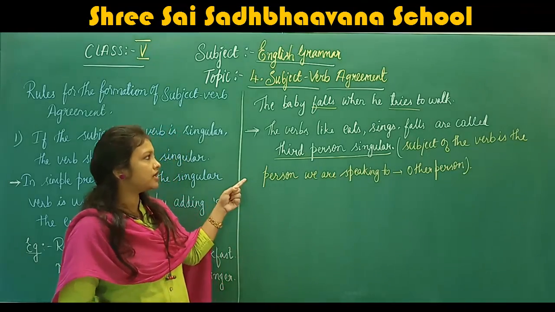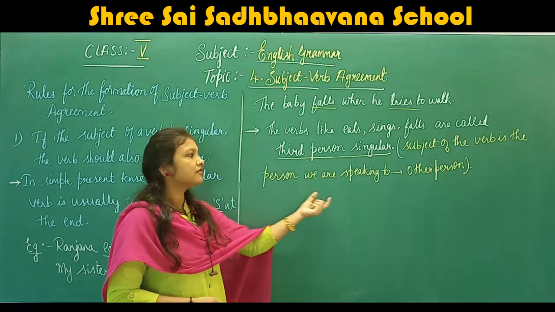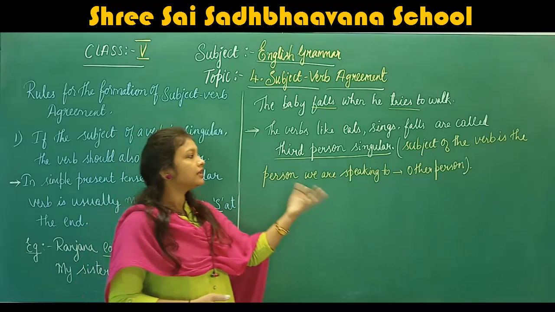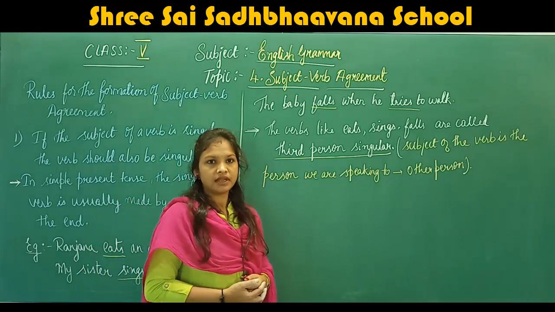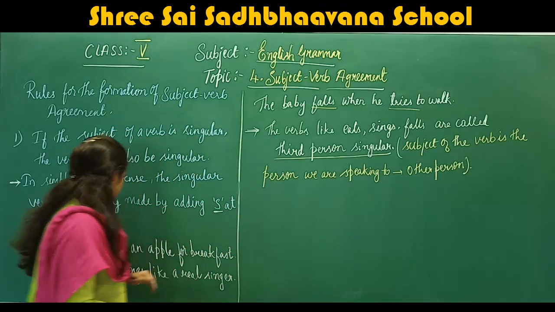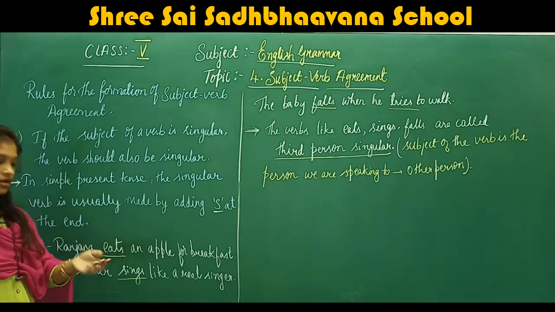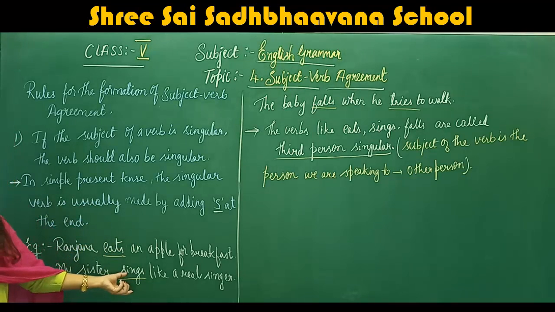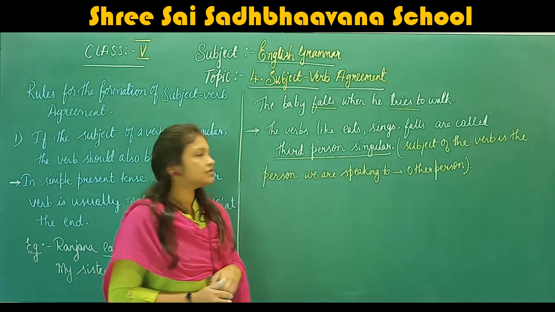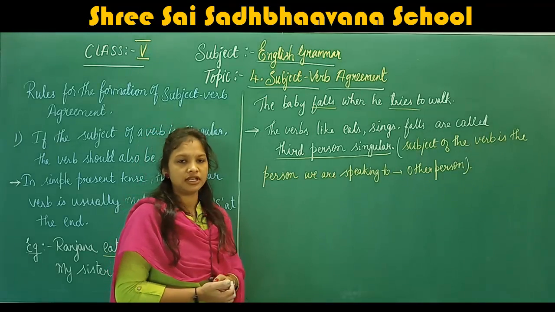Because the subject of the verb is not the person we are speaking to; we are speaking with another person. Here I am talking about my sister, about the other person. So here, sings, the verb sing is third person singular. Understood, children? The verbs like eats, sings, falls are called third person singular.